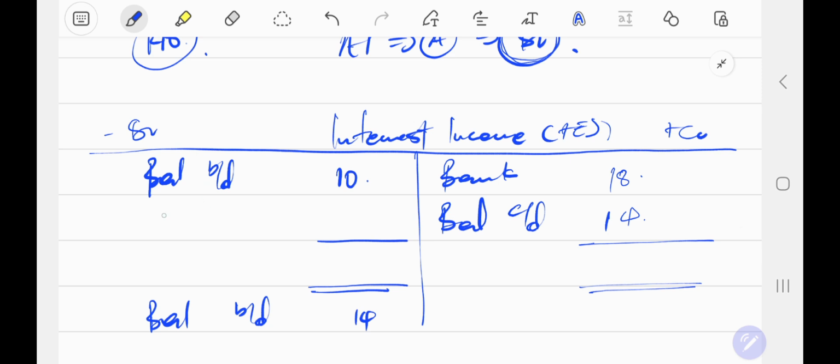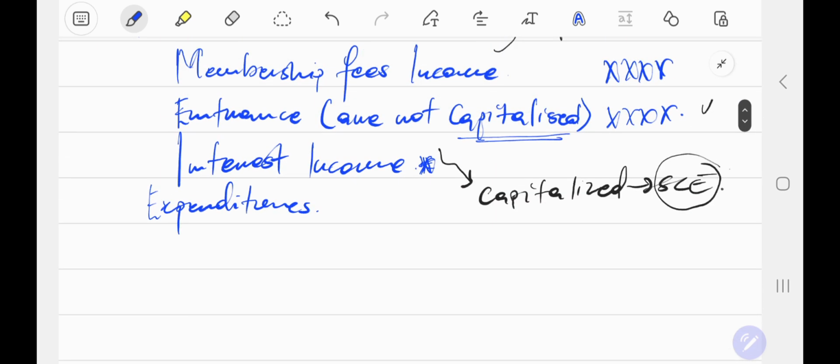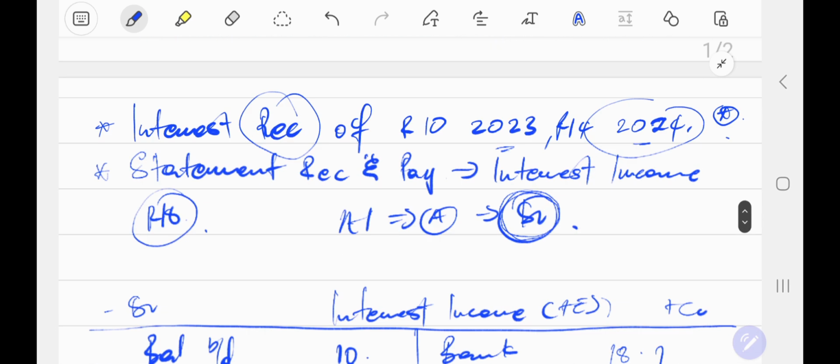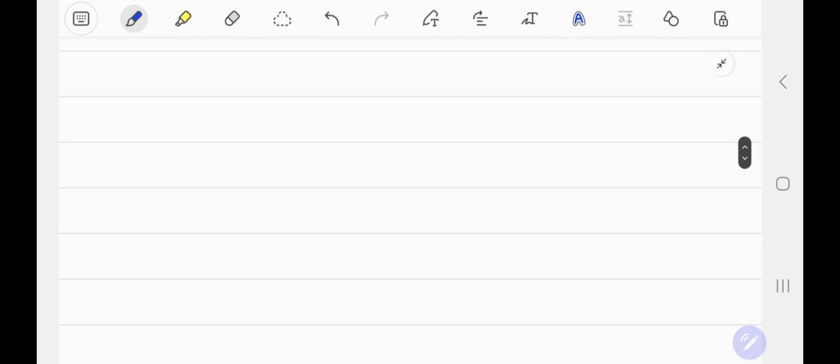In this case, the balancing figure would be the amount that goes to the statement of income and expenditure. So you'd add this side, 18 plus 14, which gives you 32, and then you transfer the 32 here, and 32 minus 10 gives you 22. So the interest income that you are supposed to recognize this year is 22 rand. That is the amount you'll record here. And remember, you need to reference your calculations. If this was calculation 1, you'll say this comes from calculation 1. You use the same logic even for expenses.